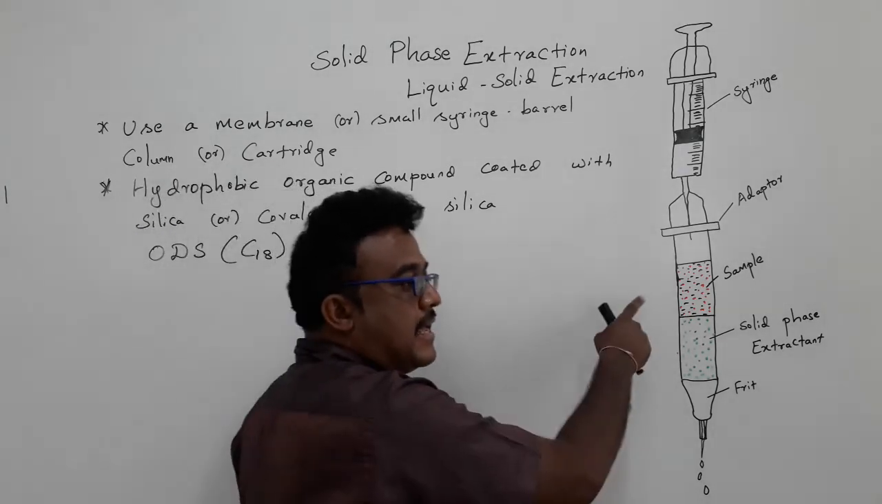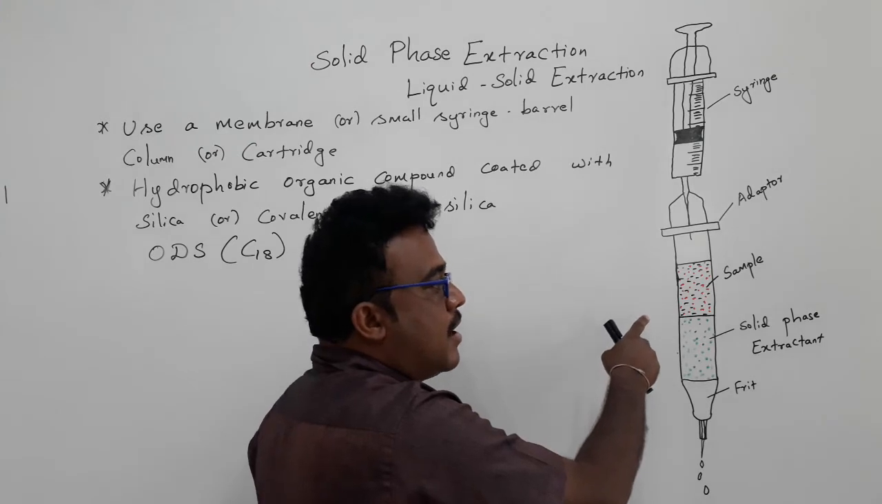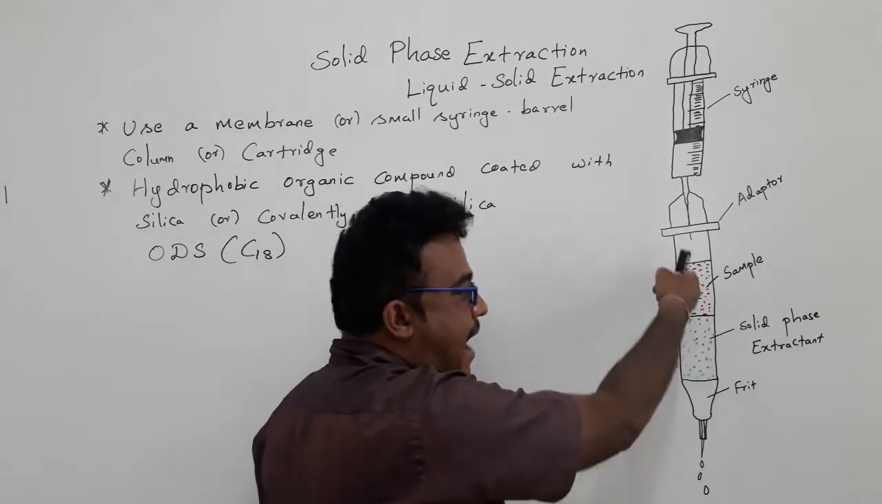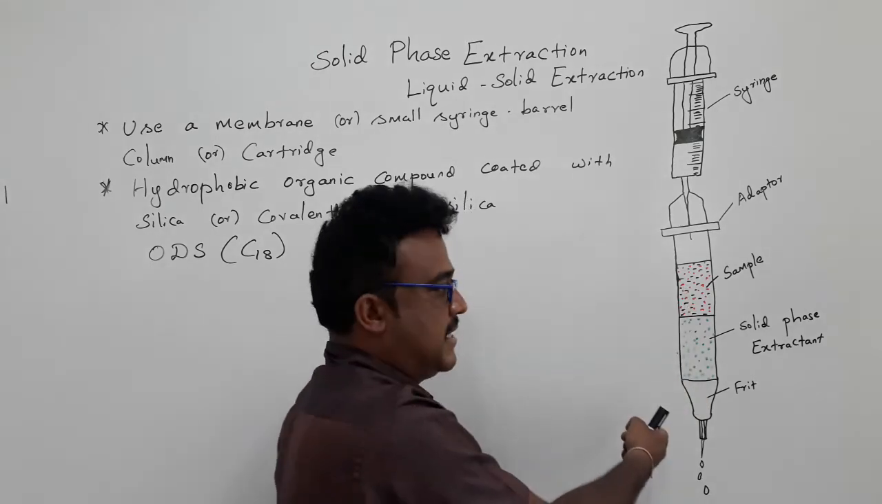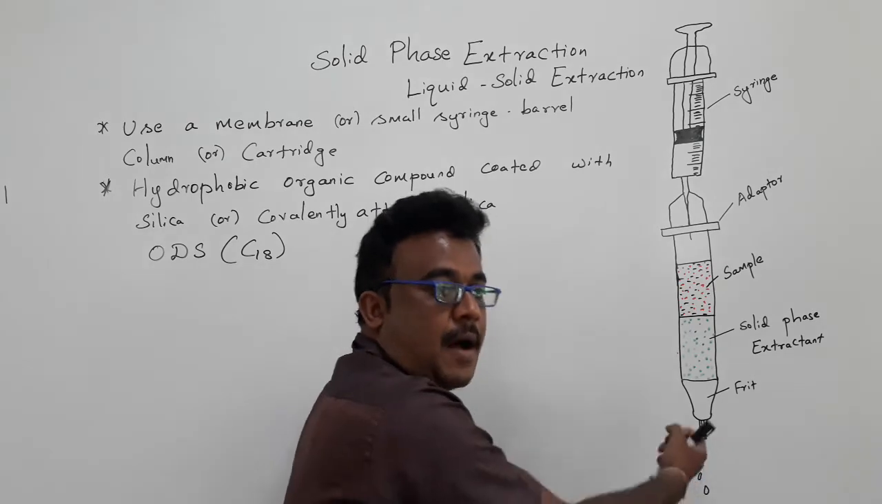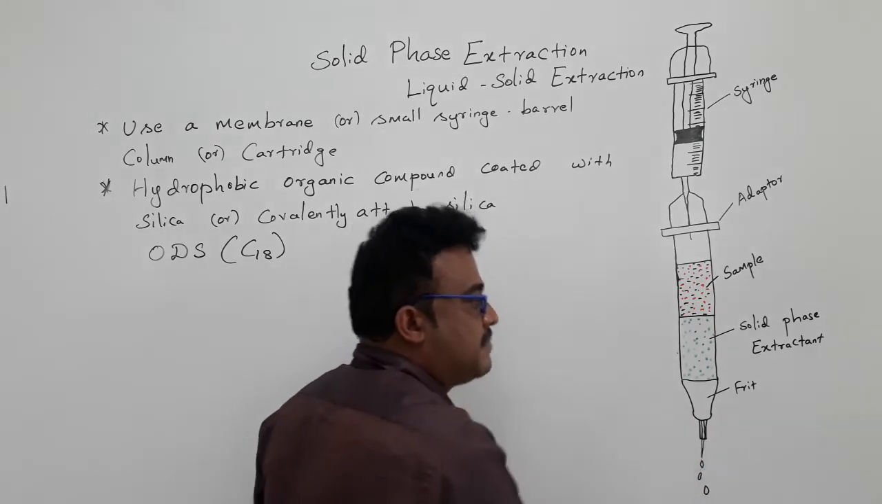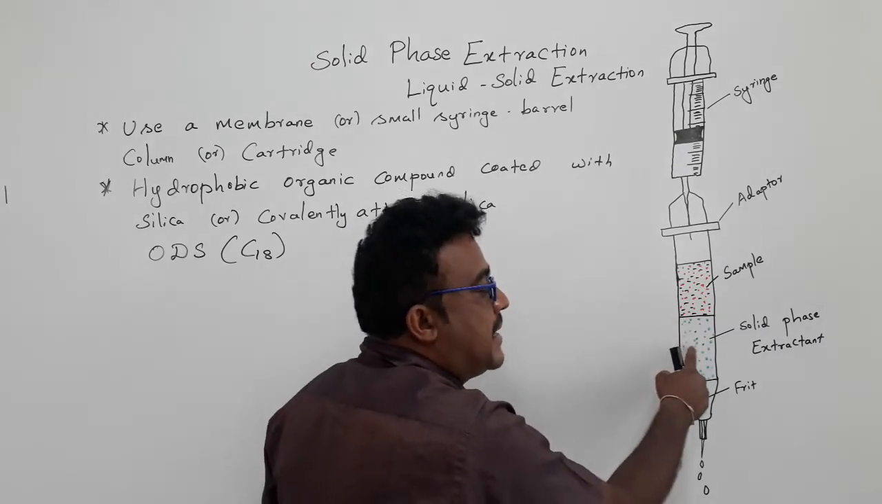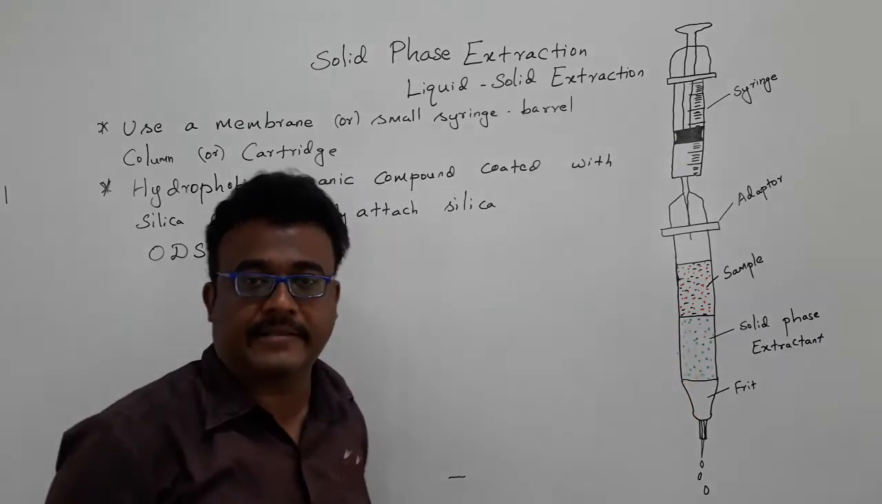The organic moiety present in the sample has to pass through the solid phase extractant. What happened? The aqueous solution will come out from the system. At the same time, the organic moieties will be trapped in the solid phase extractant.